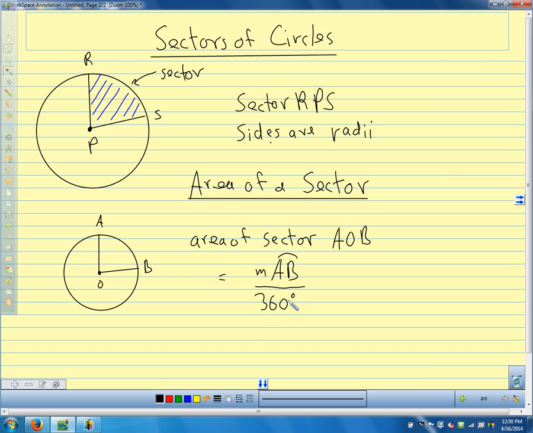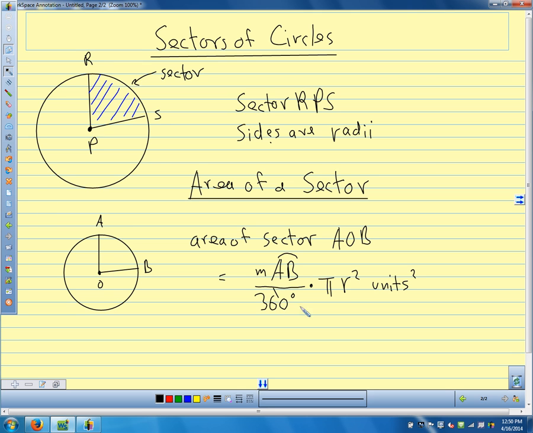That's the fraction of the circle that arc takes up. And then we're going to multiply that by the entire area of the circle. So that would be your formula for the area of a sector. The measure of the arc, the angle measure of the arc, divided by 360 times pi r squared.